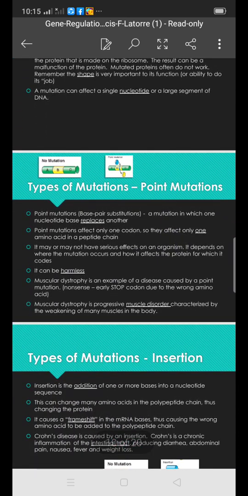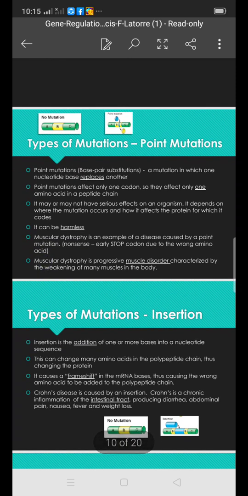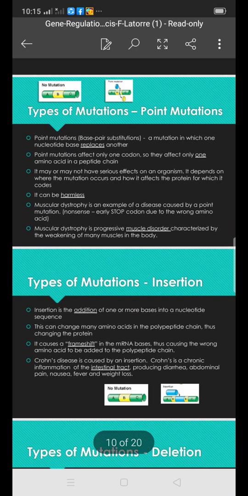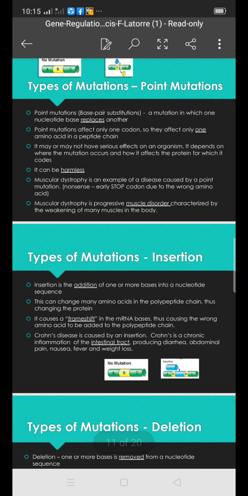We have types of mutation: point mutation. Point mutation, or base pair substitution, is a mutation in which one nucleotide base replaces another. Point mutations affect only one codon, so they affect only one amino acid in a peptide chain. It may or may not have a serious effect on an organism. It depends on where the mutation occurs and how it affects the protein for which it codes.